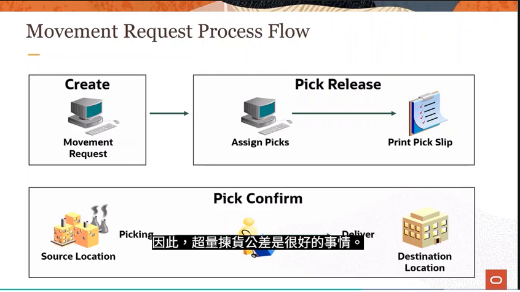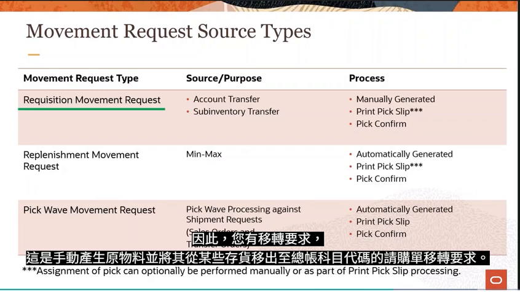Next is the replenishment movement. That generally comes from your min-max or par location replenishment, but most of the time it's min-max, automatically generated, and may or may not create a pick list depending on how you want to do things. And you can do the pick confirm, really from a sales order or transfer order, automatically generated, which creates the pick list, and you can do the pick confirm. Also, this is supported with the Manage Pick Waves REST service.